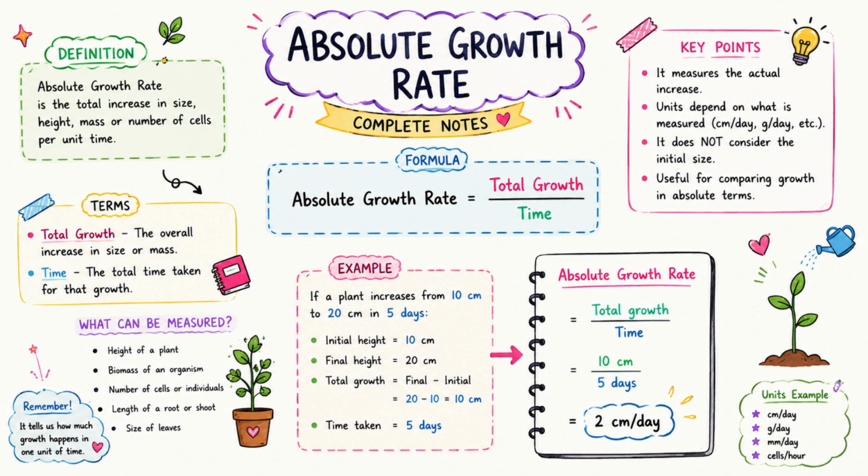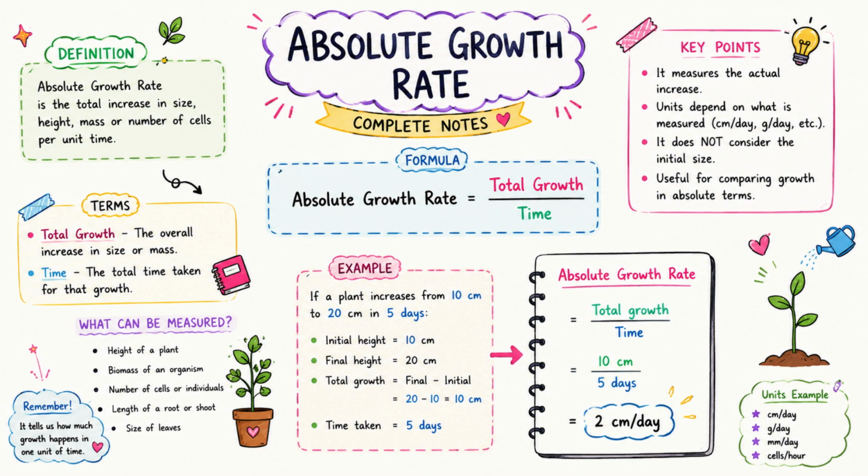Absolute growth rate means how much a plant grows in a given amount of time. In simple words, it tells us the total increase in the size of a plant per unit time. For example, suppose a plant is initially 10 centimeters tall. After 5 days its height becomes 20 centimeters. So the total growth is 20 minus 10, which is equal to 10 centimeters.